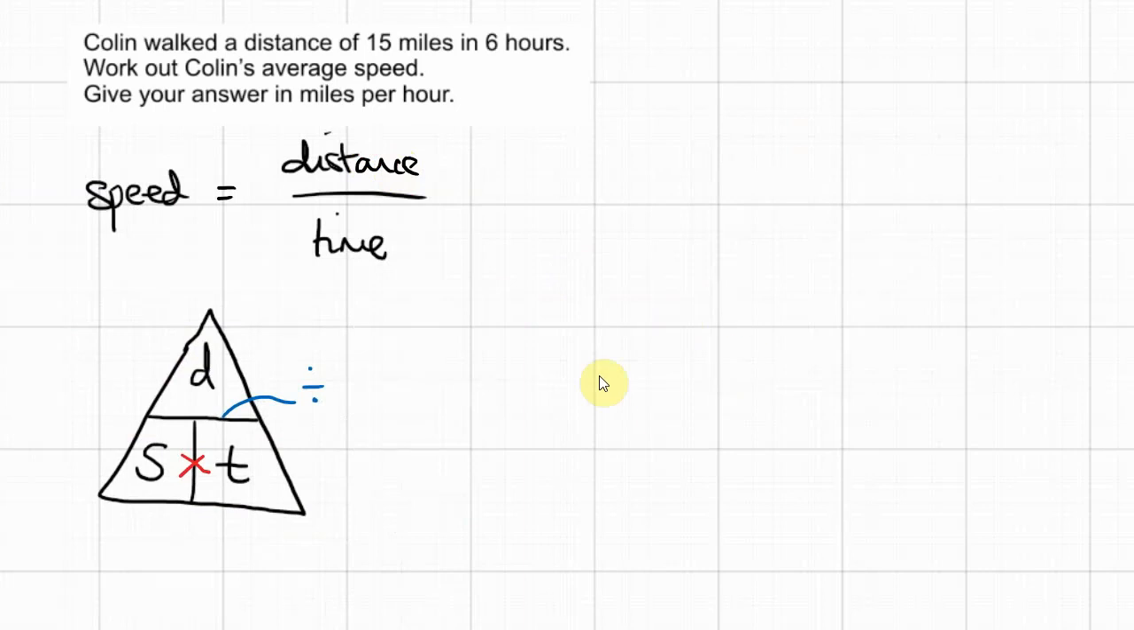So we're walking a distance of 15 miles in a time of 6 hours. Always take care of what units they're using. They try and trick you out by giving you stuff in minutes, and you've got to convert that to hours before you can do your calculation. So work out the average speed.